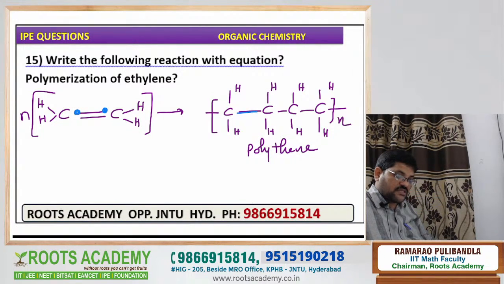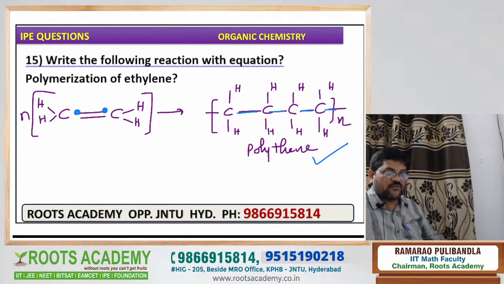Electrons are added up and form the single bonds between the carbons. That is called polythene; a polymer is forming.